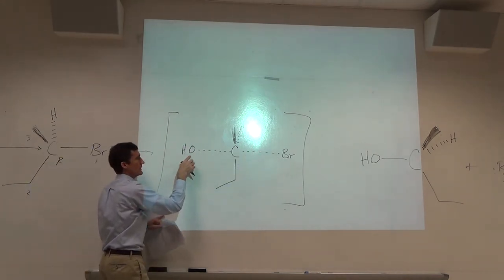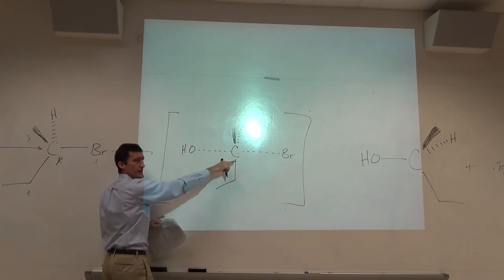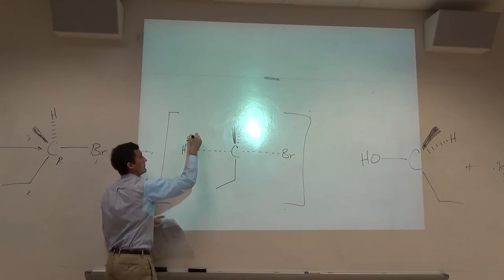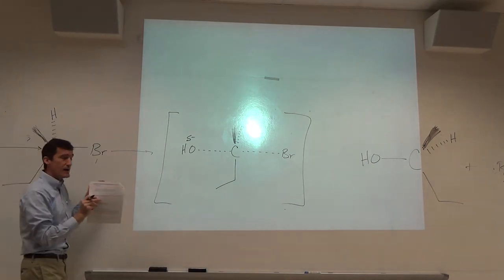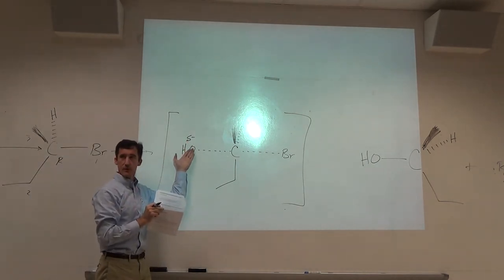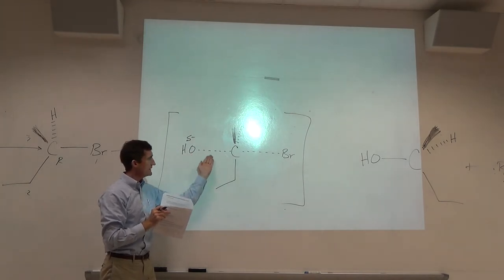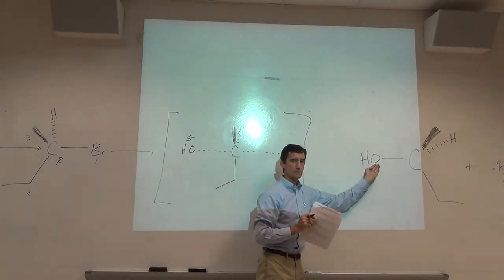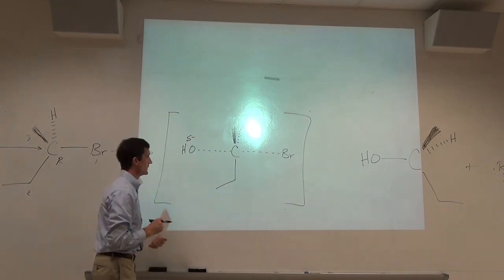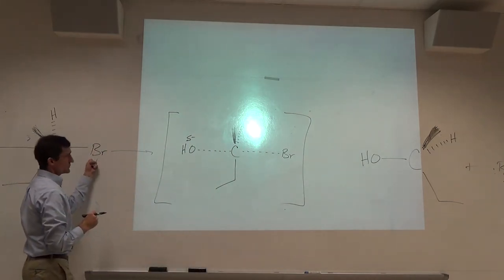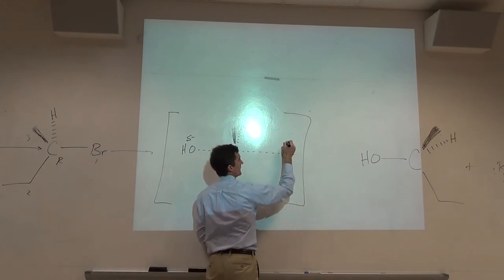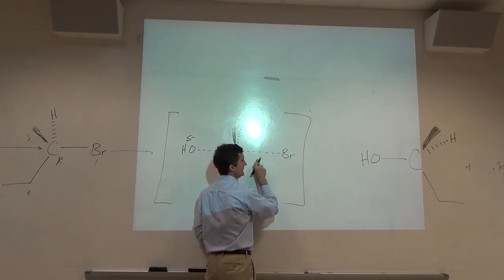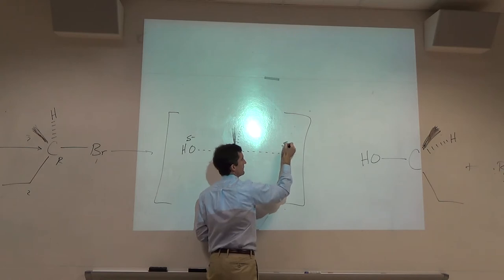What's the charge here? It's halfway to making the bond. Partial minus here. It goes from full minus. As it's making the bond, the charge goes down to partial minus. As the bond is completely made and that's kicked off, the hydroxide becomes neutral. Br is neutral. Over there it's minus. What's the charge of the Br here, as this bond is breaking? Partial minus.